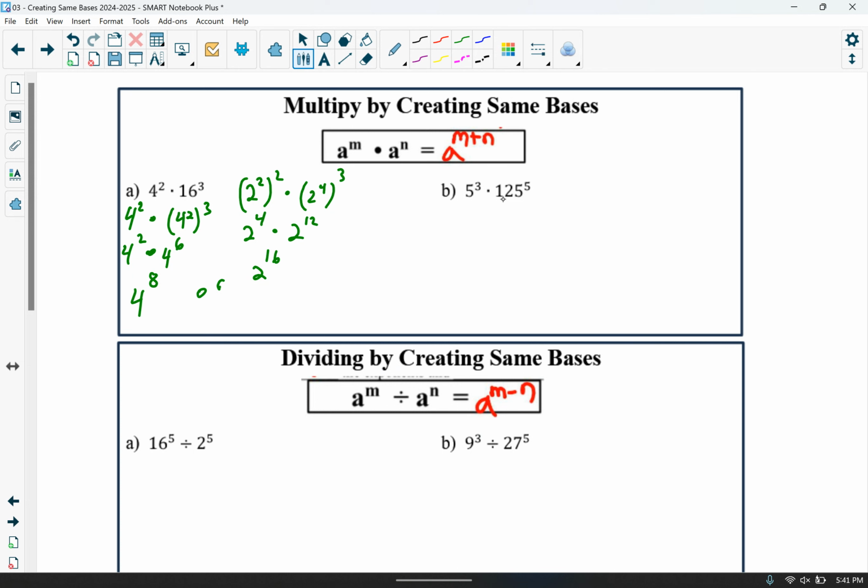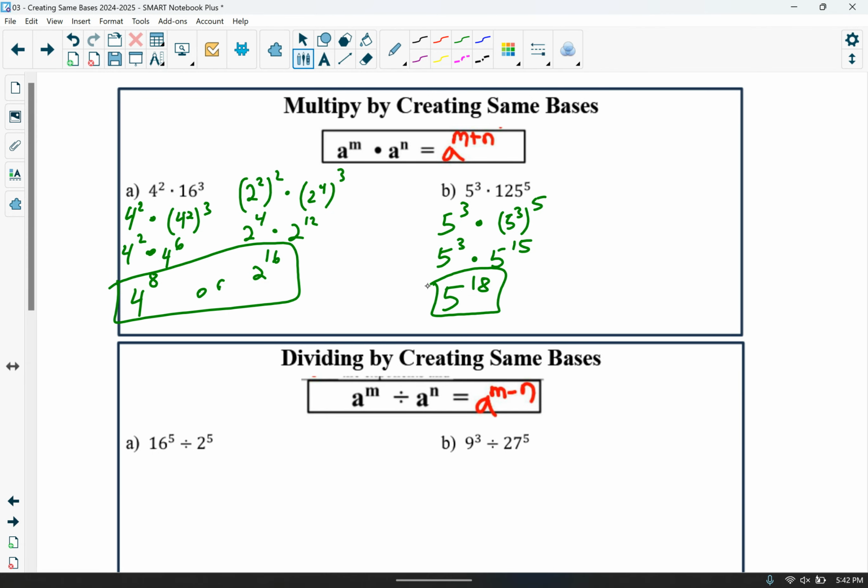For B, 5 to the third times 125 to the fifth, right? We're just going to manipulate that 125 to 5 to the third to the fifth power. So it'll be 5 to the third times 5 to the 15th. Now we're multiplying with same bases. Keep your base, add your exponents. It's important that here we're remembering what rule we're using. So we know when we're multiplying exponents versus adding exponents, right? When we're doing power to a power or multiplying with same bases.